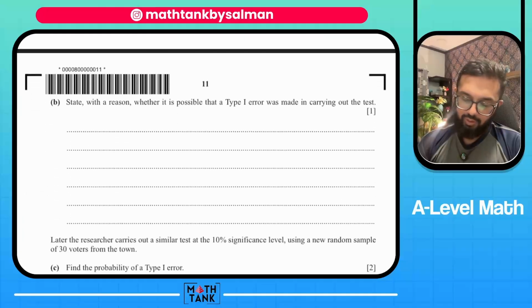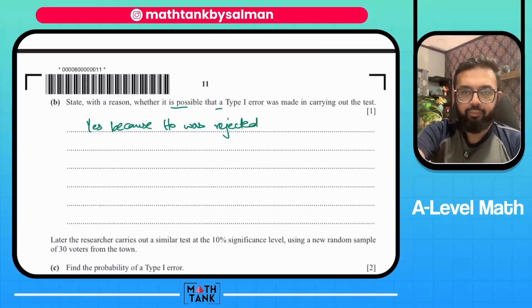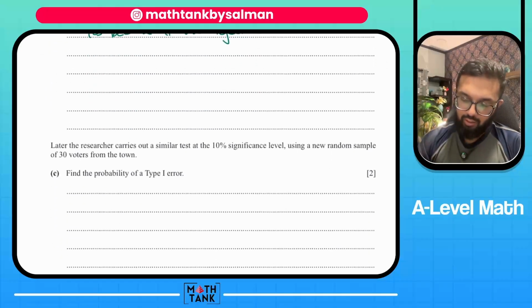Okay, then part B: state with the reason whether it is possible for a type 1 error was made. Yes, because H naught was rejected. Later, the researchers carry out a similar test using a new random sample. Find the probability of a type 1 error.